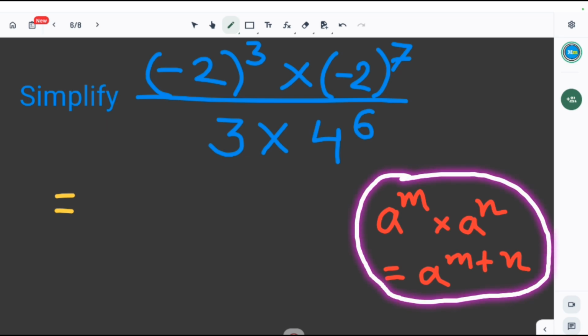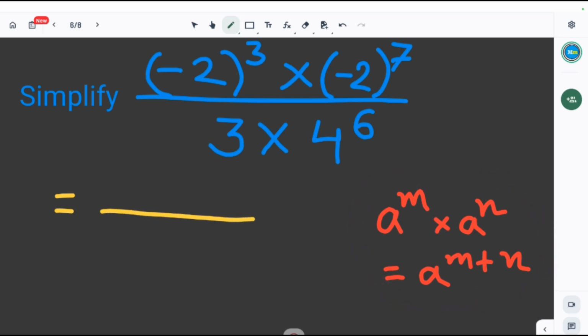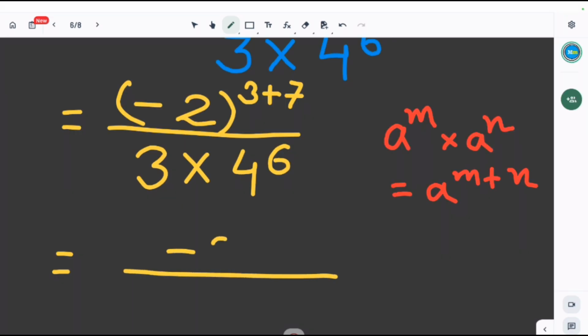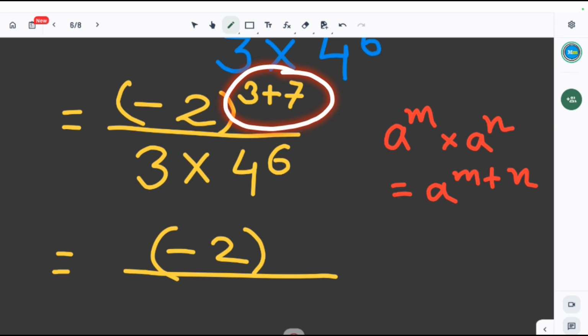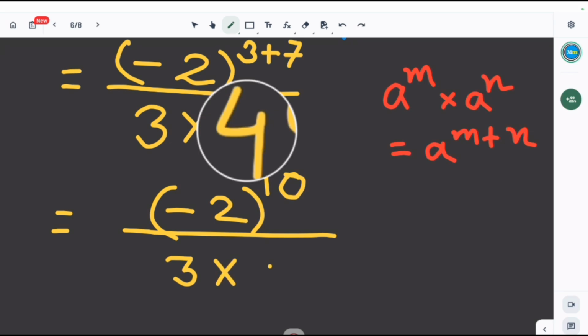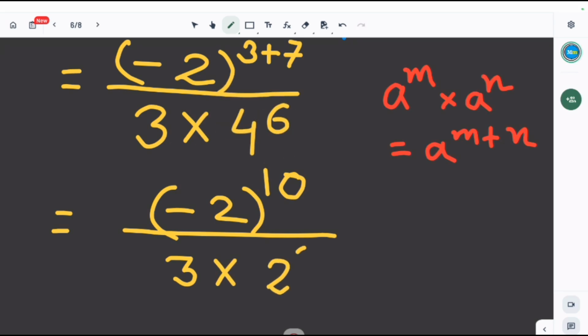From this formula, we can write (-2)^(3+7) in the numerator, and the denominator as it is, 3 × 4^6. (-2)^(7+3) is 10, and divided by 3 × 4 can be written as (2^2)^6, as it is.